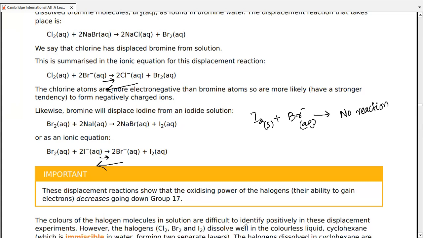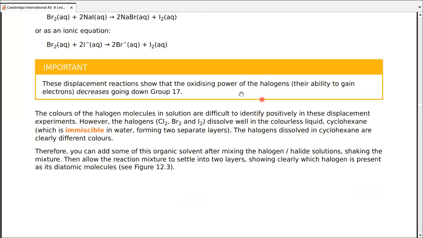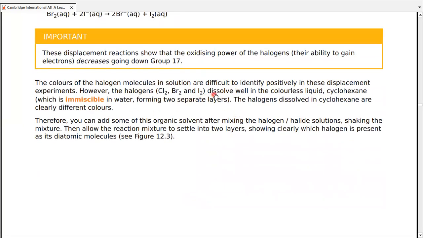That's how we actually talk about their oxidizing power. And this is actually an evidence of their oxidizing power. So if anyone talks about the oxidizing power or the examiner asks about the evidence, displacement reactions are actually the evidence of their oxidizing powers. So this is the same thing written over here. Now, oxidizing power is actually the gain of electron or the ability to gain electron, and this decreases down group 17. Now, the color of halogen molecules in solution are difficult to identify positively in this displacement experiment. However, the halogens dissolve well in colorless liquids, such as cyclohexane, which is immiscible in water, forming two separate layers. So the halogens dissolved in cyclohexane are clearly different colors.